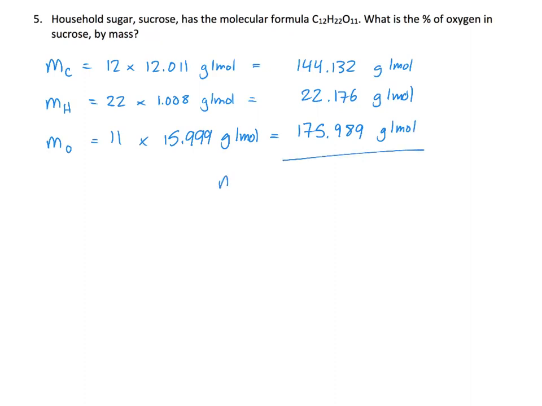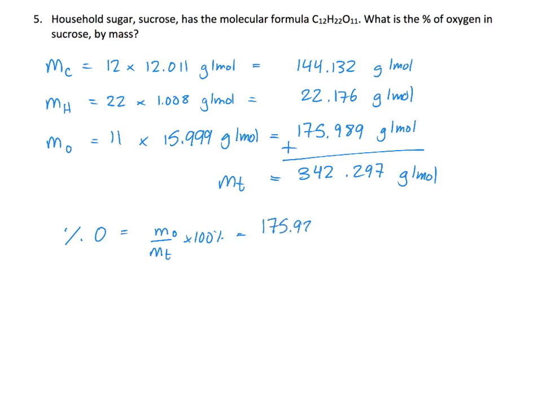Our mass total is the sum of these three masses, which is 342.297. The percentage oxygen then is the mass of oxygen over the mass total times 100%, which is 175.989 grams per mole.